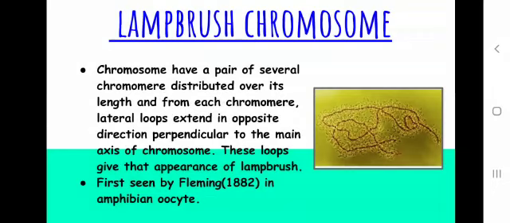Now we are looking at the Lampbrush chromosome. These chromosomes have a pair of several chromomeres distributed over their length, and from each chromomere, lateral loops extend in opposite directions perpendicular to the main axis of the chromosome. These loops give the appearance of a lamp brush, and that's why it is known as lampbrush chromosome. These chromosomes were first seen by Flemming in the year 1882 in amphibian oocytes.